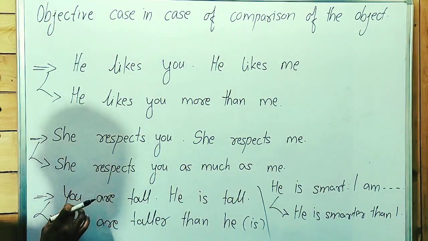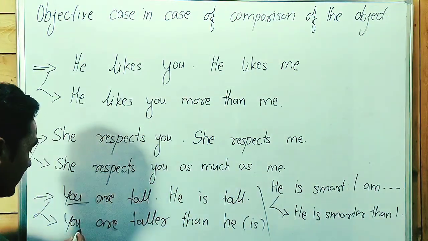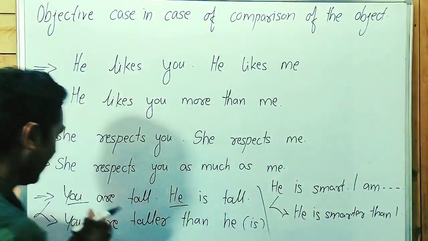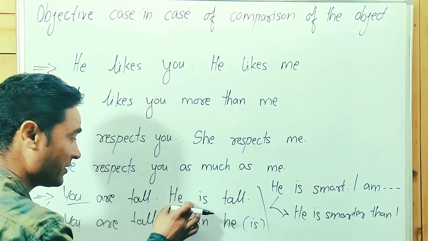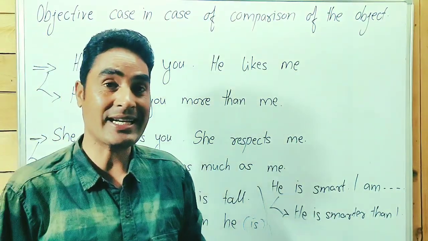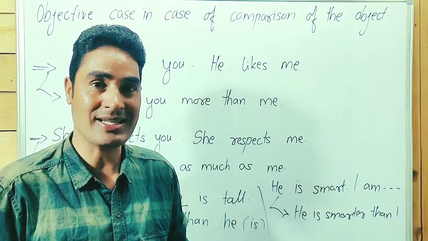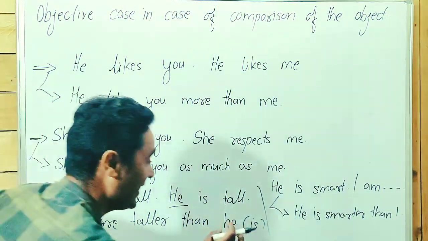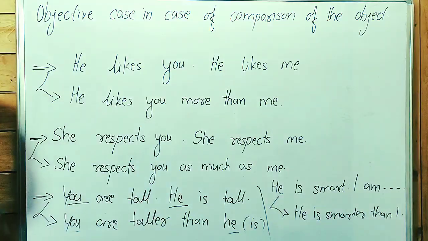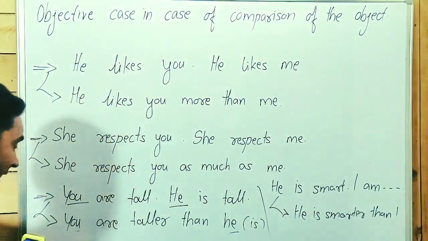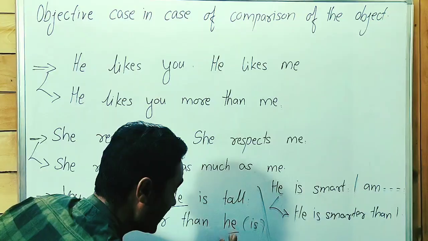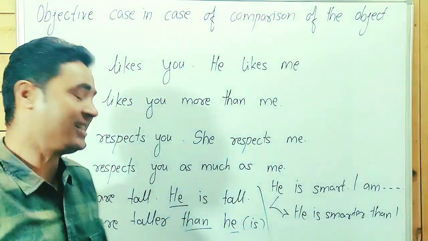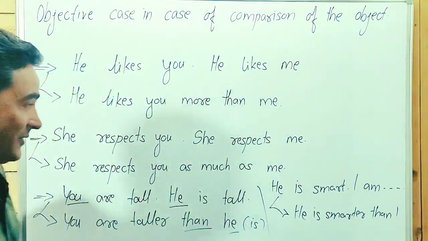So guys, point to be noted. There are two subjects here, different subjects: you and he. There is a first subject and a second subject. When we compare, in case of comparison, we use the subjective case. You are taller than he. We are comparing subject to subject, so we write the subjective case. That's why he is written. You are taller than he is. Than is a conjunction over here. You know very well about it.